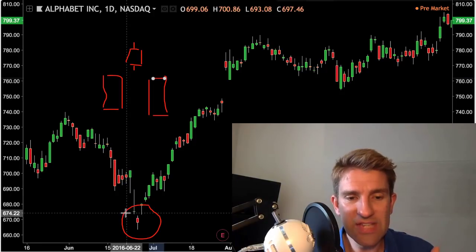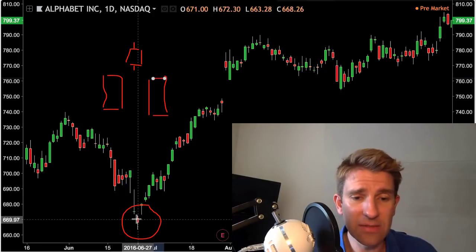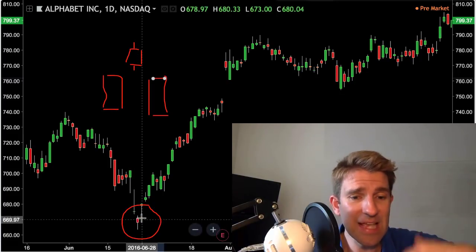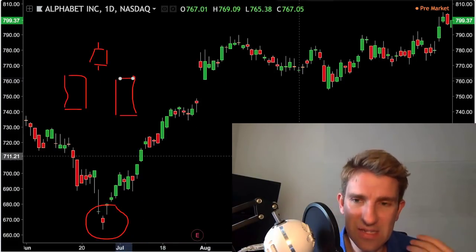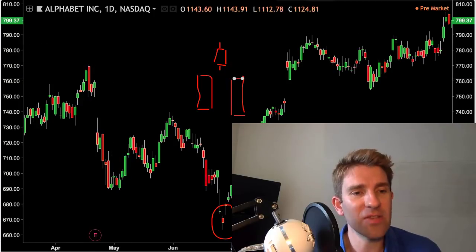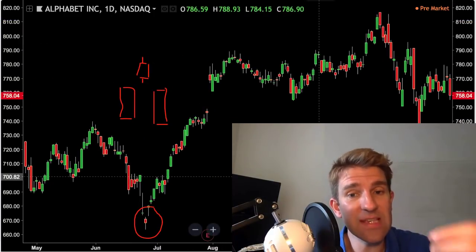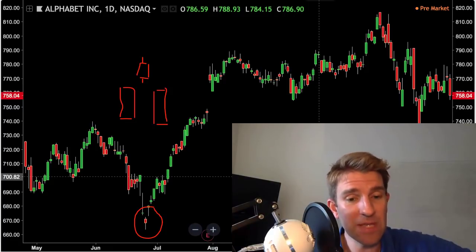Push lower. You can see we've gapped lower here for whatever reason, and we've done a little bit of work down here. Not a big candle, so a baby candle. The next day we've gapped up. And look at that, that is a monster trade. I know that we're in hindsight here and potentially cherry picking, but you'll probably find that most of these abandoned babies do have these big moves.